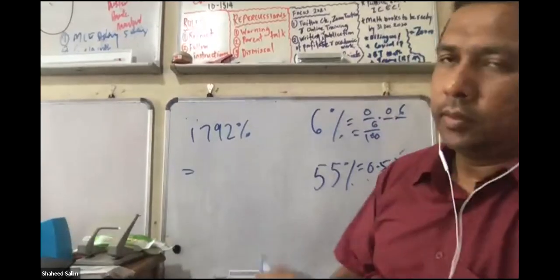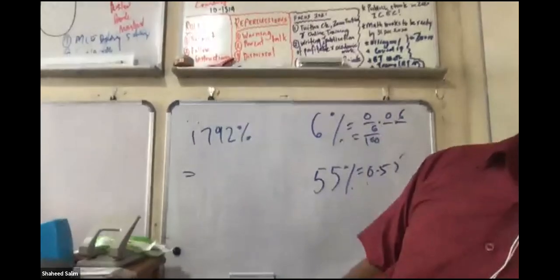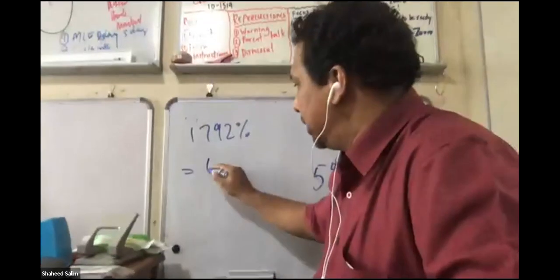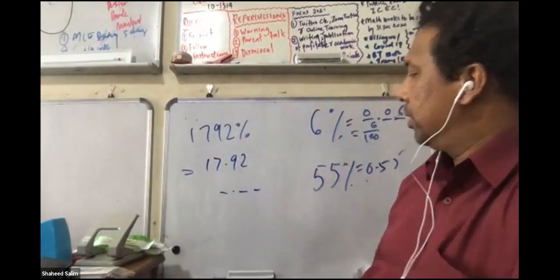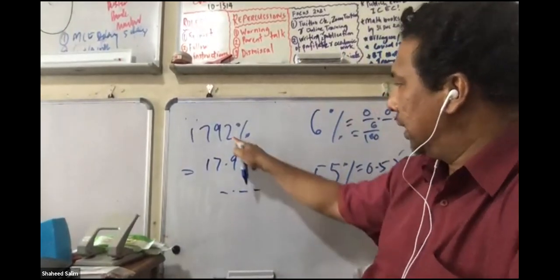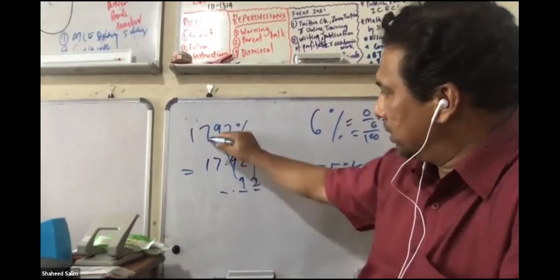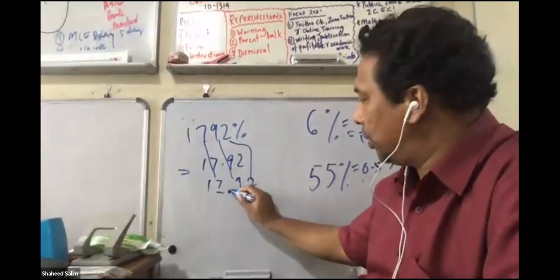Decimal, please. Anyone? 17.92. Congratulations. Now, again, you write it like that. Because the 1 stands for hundreds. Put the last one inside, 2. Then 9. Then 7. The 1 you got to make in front. 17.92.